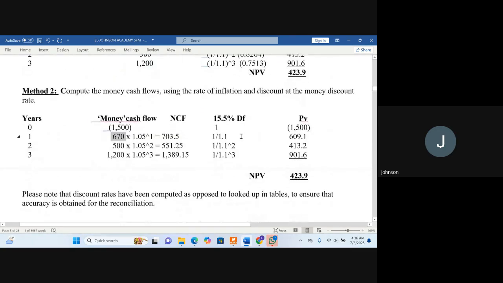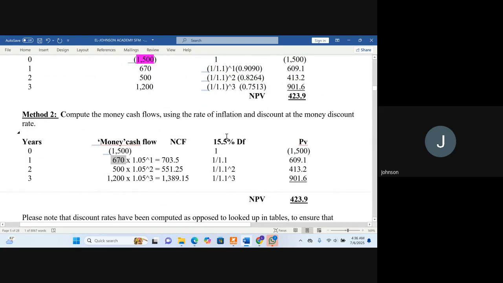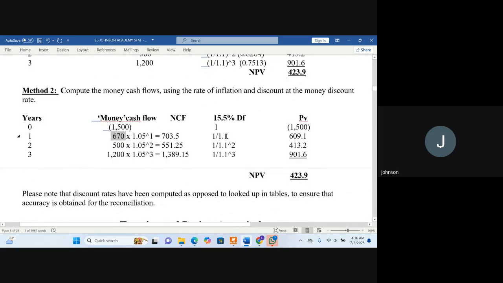Your discounting factor will now change. This one is no longer 1.1. The discount factor has changed. This cannot be 1.1 anymore. I guess I made a mistake here. This will now become 1.155. Am I right? Somebody should confirm whether I'm correct.